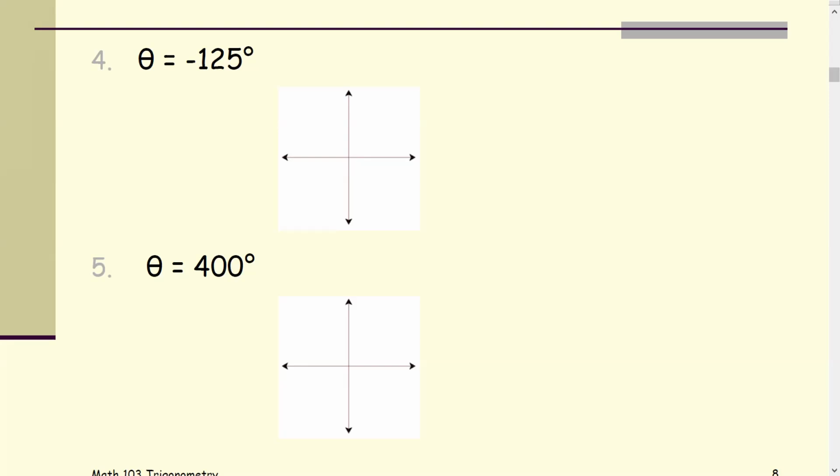For the negative angles, theta is negative 125 degrees. In standard position, negative 125 degrees is located in the third quadrant.